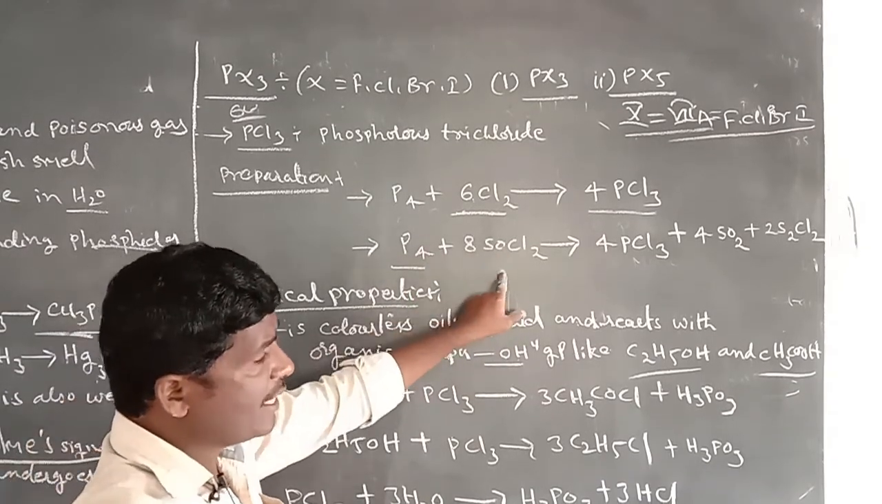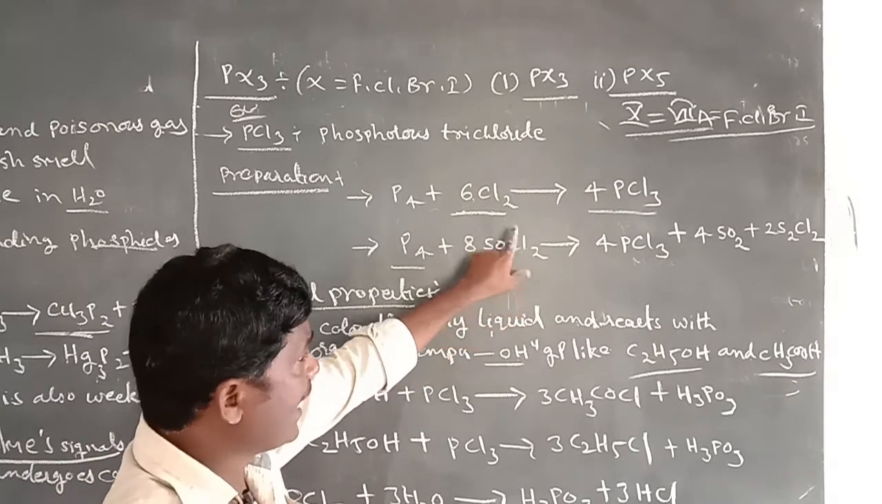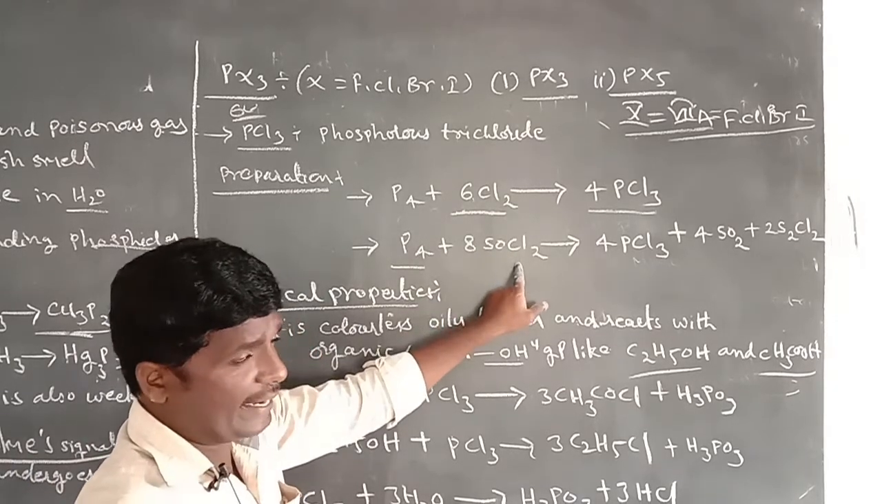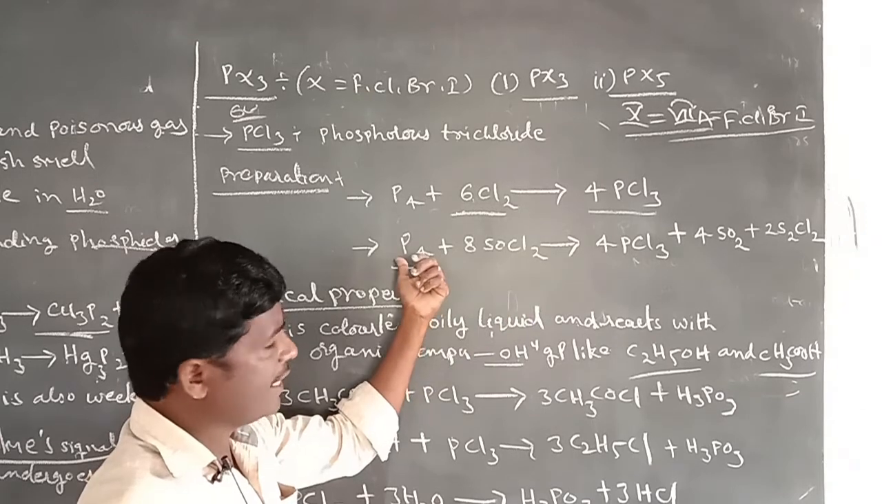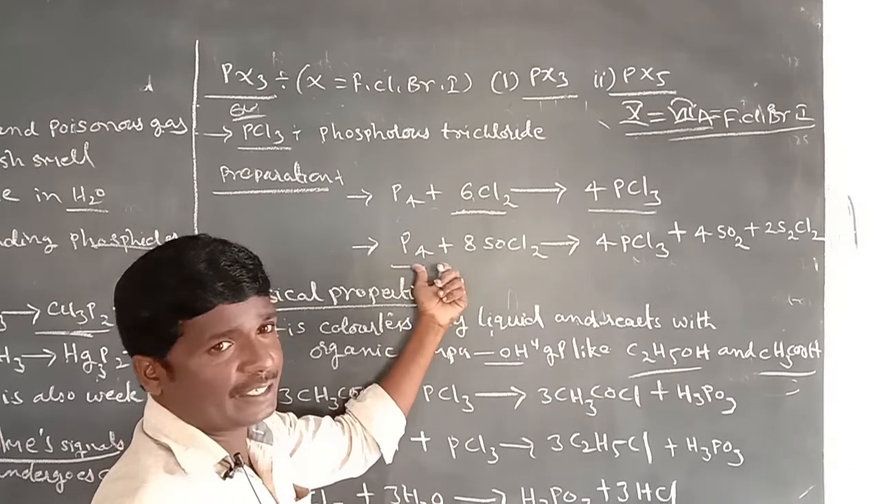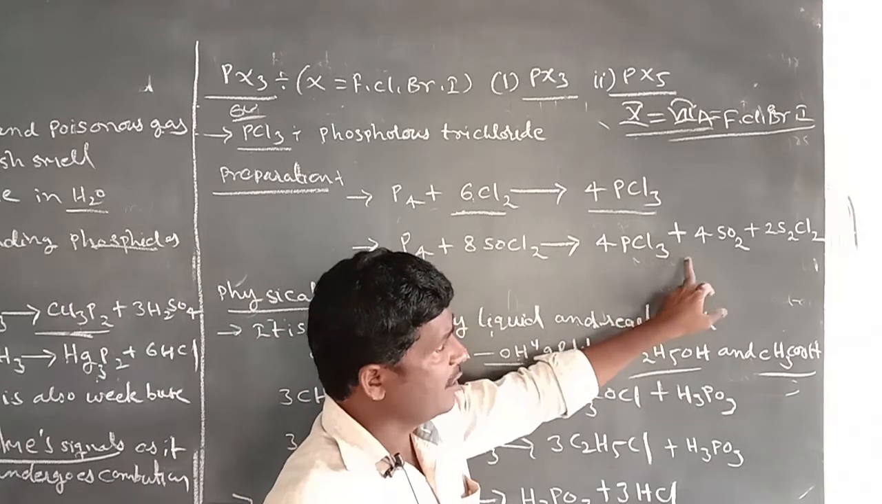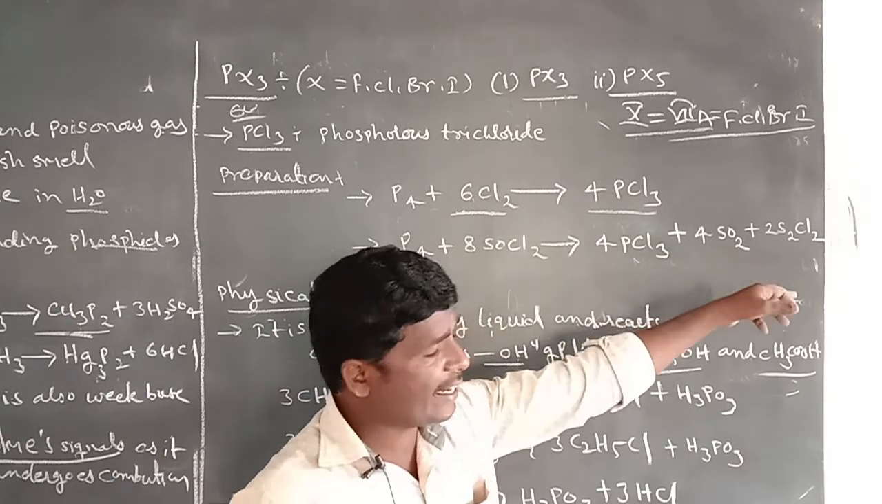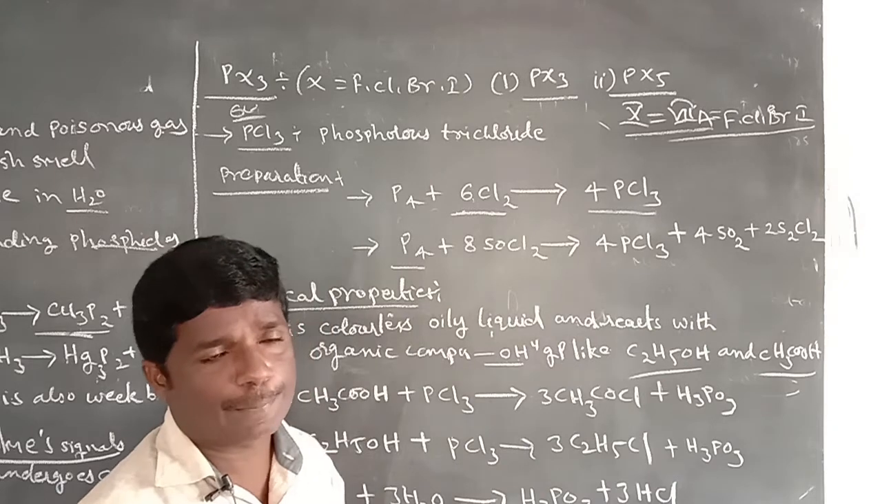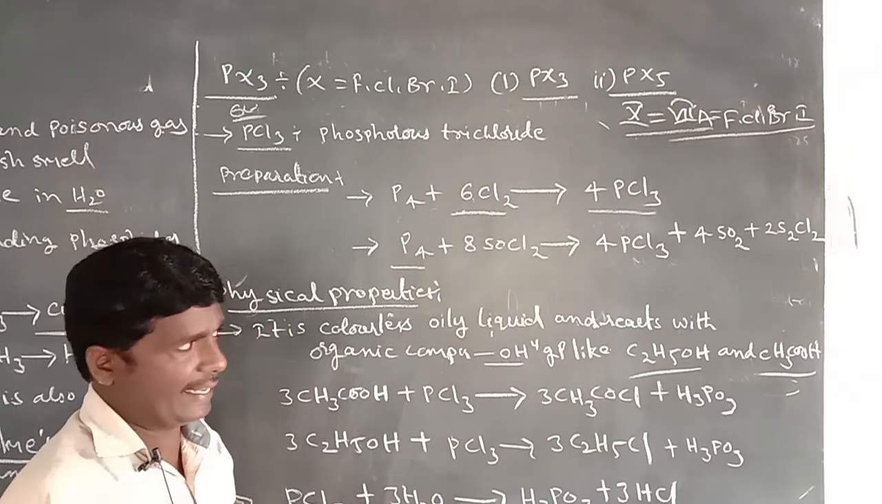SOCl2 is also known as thionyl chloride. Here 8 moles of thionyl chloride react with the phosphorus molecule to form 4 moles of phosphorus trichloride, sulfur dioxide and disulfur dichloride. That is the preparation of the phosphorus trihalides.